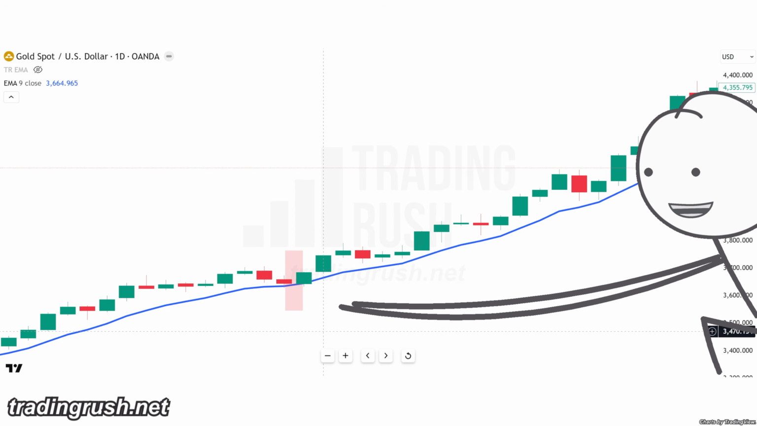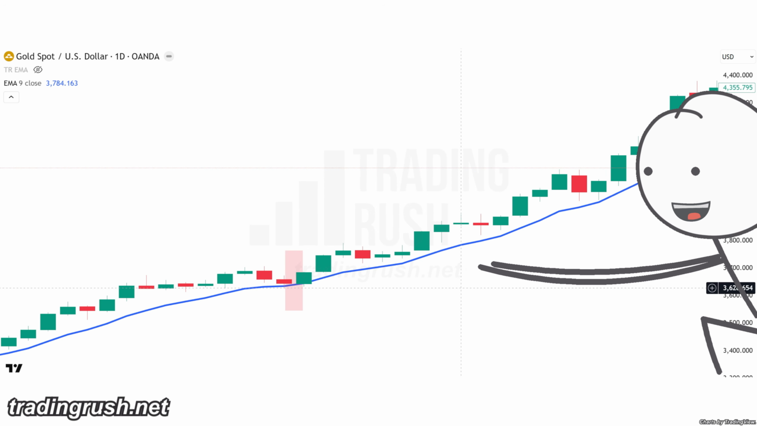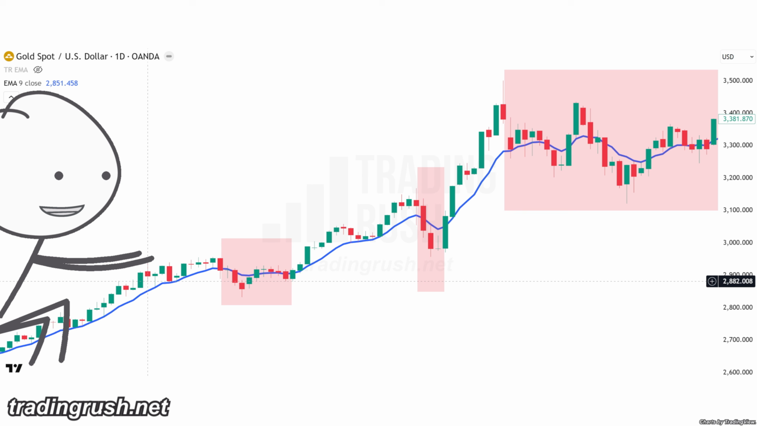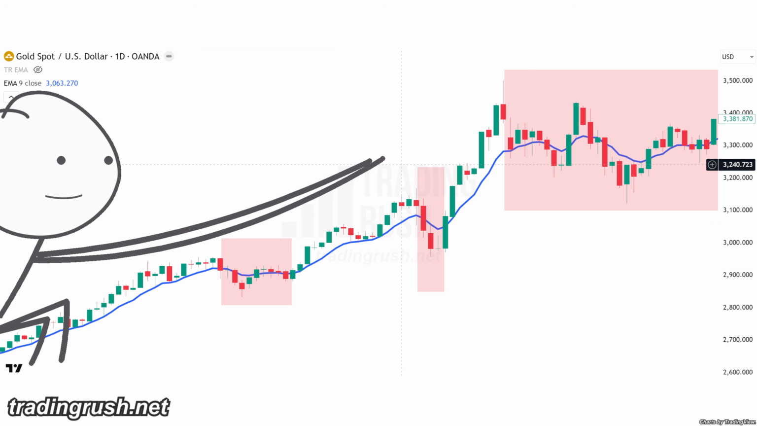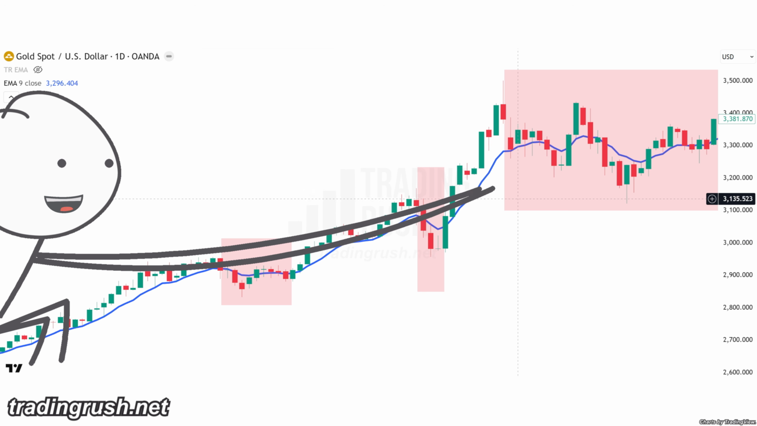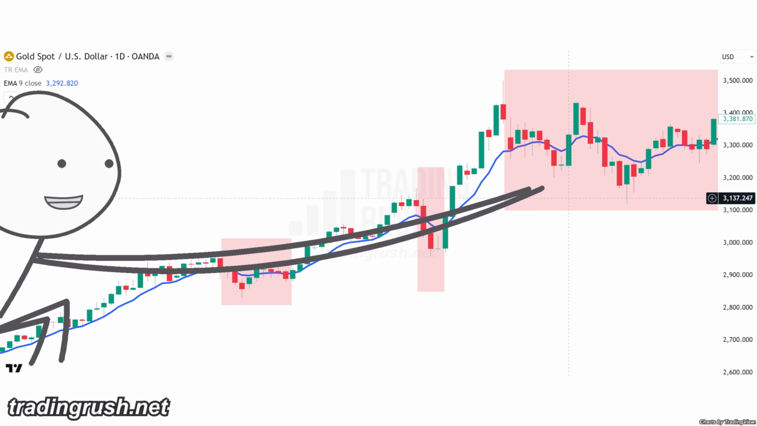But to find those extremely good and extremely bad markets, I went to the gold USD one-day chart and added a 9-period EMA. If the price was clearly staying above it, I saw it as an excellent uptrend. When it was below the 9 EMA, or was ranging or choppy, I saw it as a bad market and marked it with red boxes.